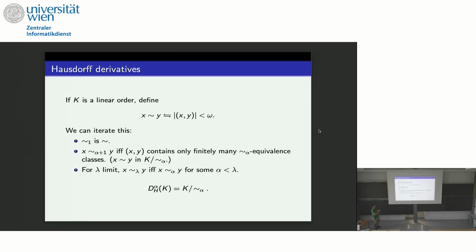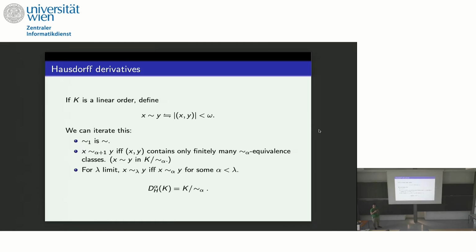So I'm going to define an equivalence relation. Two points are equivalent in my linear order if there are only finitely many points in between. And we can iterate this. So that's the level 1 equivalence relation. At the successor step, two things are equivalent at alpha plus 1 if there are only finitely many alpha equivalence classes in between them.